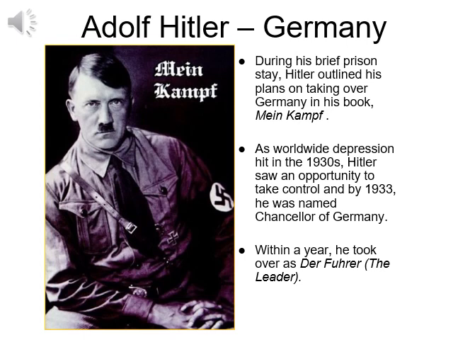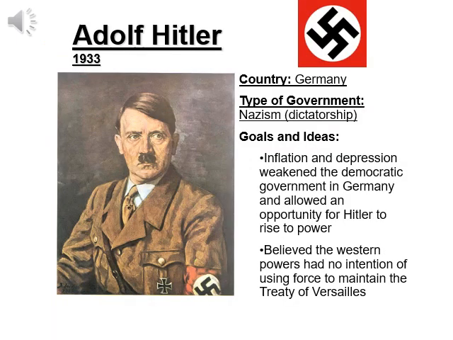As the worldwide depression hit in the 1930s, this is when Hitler saw an opportunity to take control, and by 1933, he was named Chancellor of Germany. Within a year, he took over as der Führer, or the leader, controlling every aspect of the government, the military, politics, education, elections. Hitler ran it all. So, the type of government Hitler formed was Nazism under a dictatorship, his dictatorship.